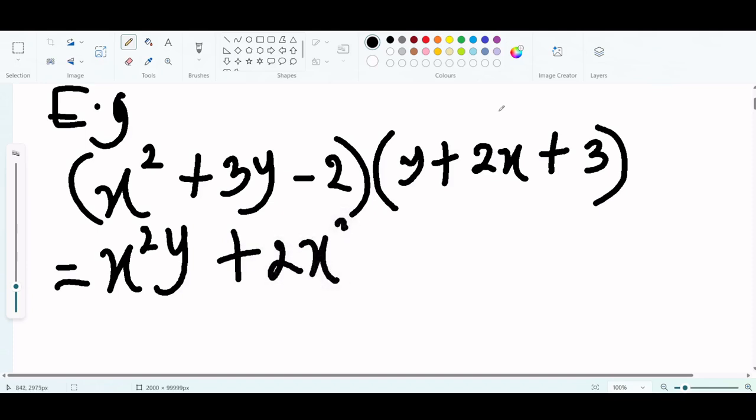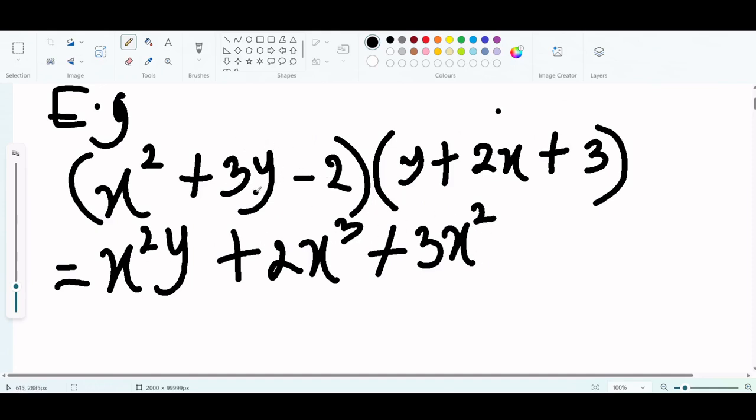2x cubed, right? Because x is to the power 2 here and x is to the power what? 1 here, so it's going to be 2x to the power 3, right? Now x squared times 3, so it's going to be 3x squared. It's just multiplication of a number and a letter, so we just multiply them together. Okay, so we are done with the first one.